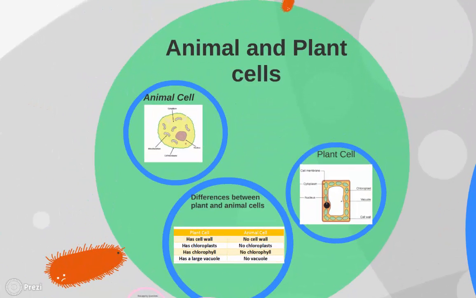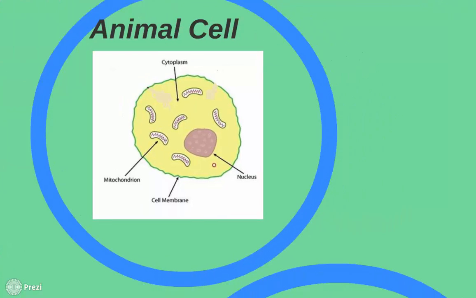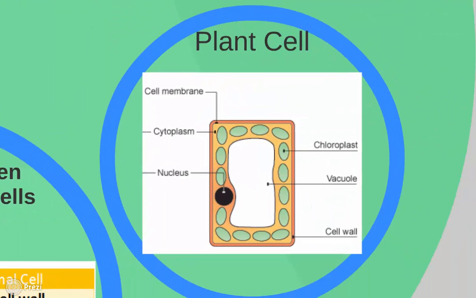You have two tasks to complete in this slide. Task 1. You have 5 minutes to draw and label the animal cell. The diagram is to include the cytoplasm, mitochondria, cell membrane, and nucleus. Task 2. You have 5 minutes to draw and label the plant cell, which includes the cell membrane, cytoplasm, nucleus, chloroplast, vacuole, and cell wall.